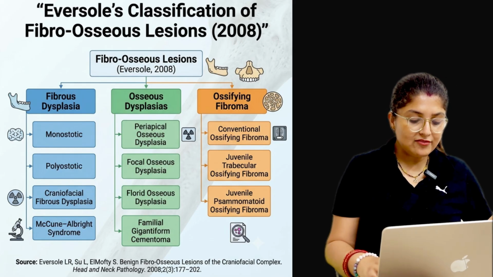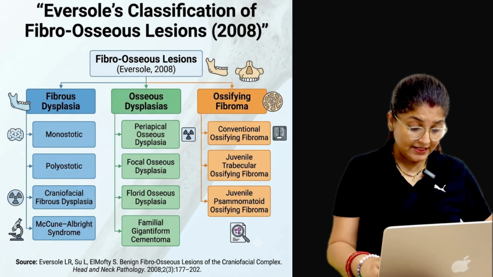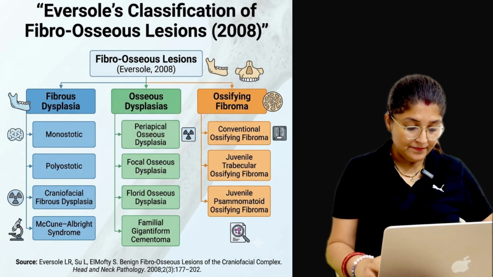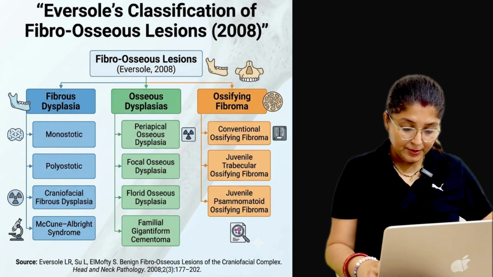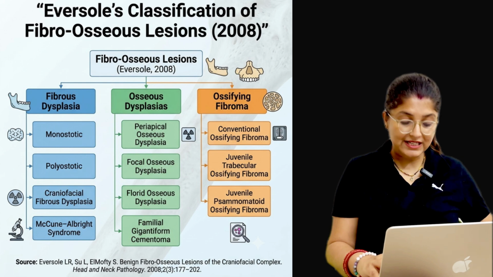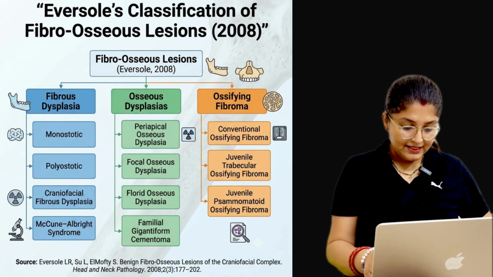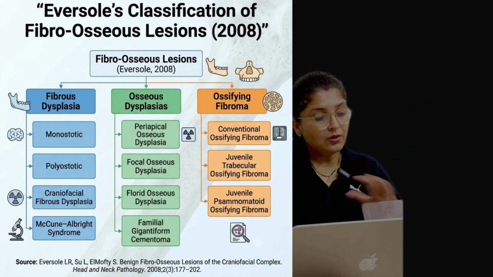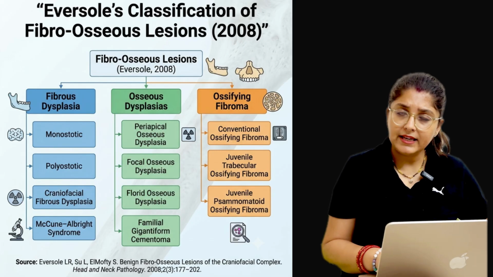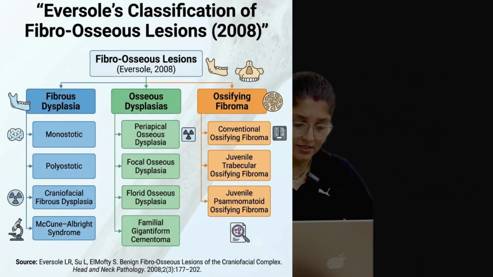Fine. Then we have metabolic diseases, which includes hyperparathyroidism, and then we have neoplastic lesions, that is your ossifying fibroma. Okay. Then we have hyperparathyroidism, which is also known as jaw lesion syndrome. Then we have juvenile ossifying fibroma. Okay. Then gigantiform cementoma. Okay, this was all about your classification by Eversole. Again, it was given in 2008, and you can write it in your exams, right?